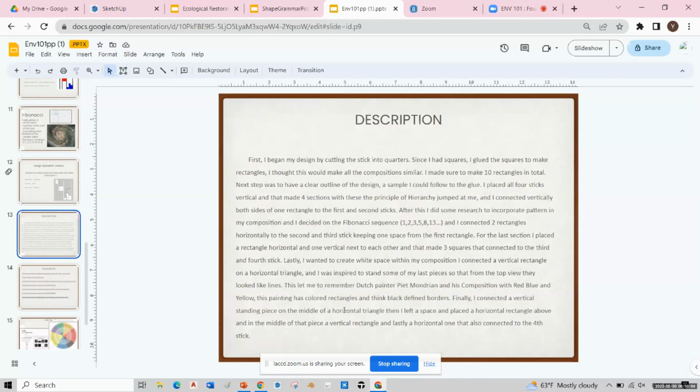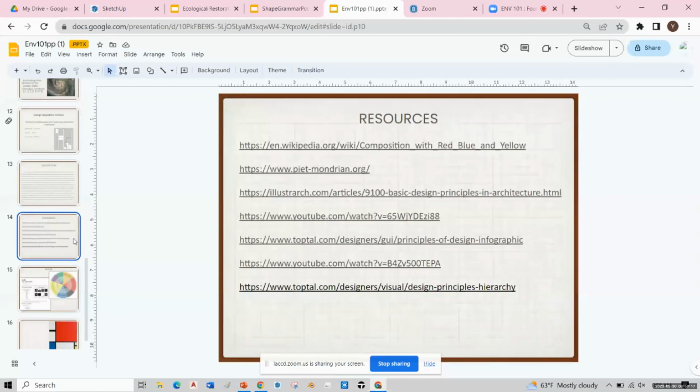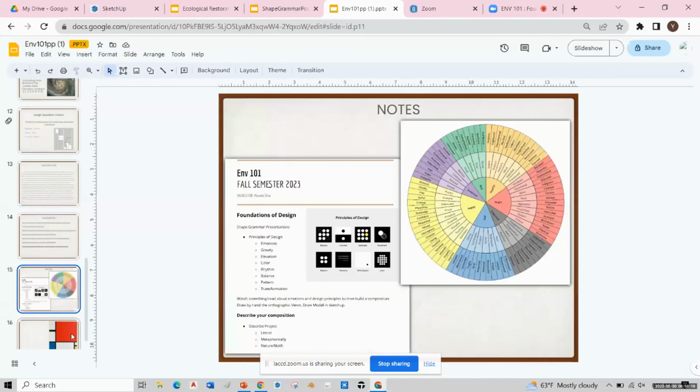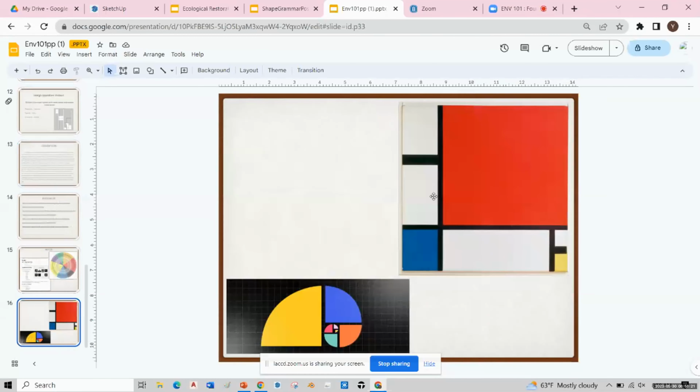Then I left a space and placed a horizontal rectangle above, and in the middle of that, a vertical rectangle, and lastly, a horizontal one that also connected to the fourth stick. These are my resources and some of my notes. And this is the inspiration for the color.